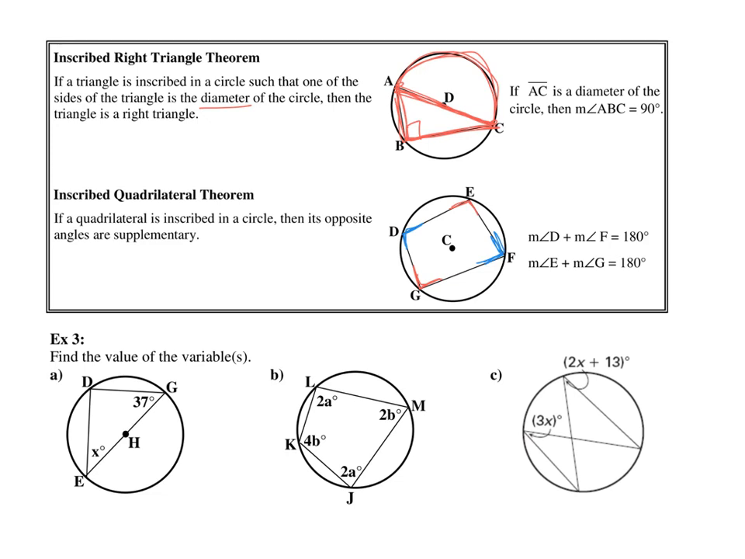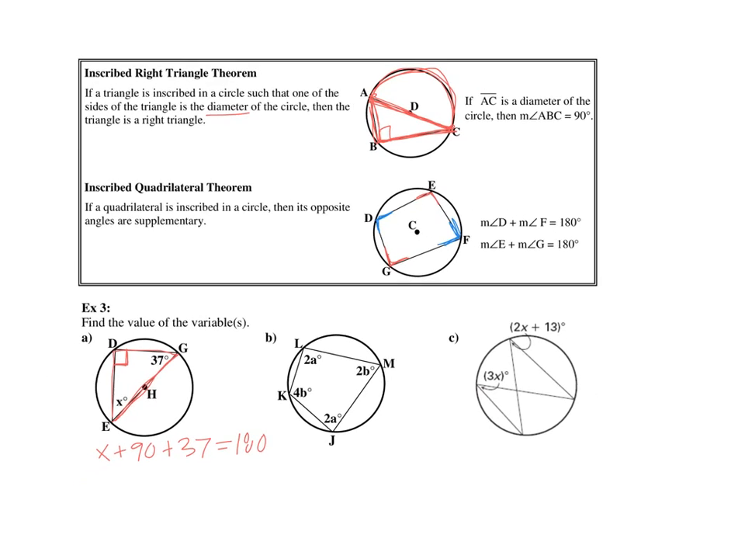So find the value of the variables. Here I have a triangle inside the circle. This is the diameter, so that makes this 90 degrees. So I have x plus 90 plus 37 is equal to, what do all these angles add up to? It's a triangle. They add up to 180. So I subtract those two from 180, and I get 53. Done.